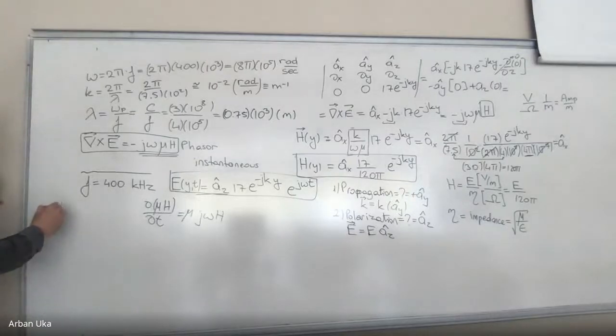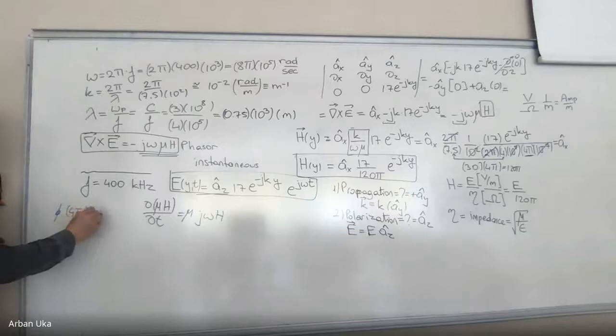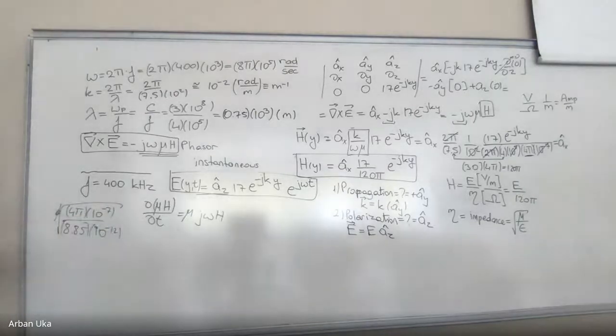So mu is something like 4 pi times 10 to the power minus 7, and permittivity is 8.85 times 10 to the power what? But this is mu over the permittivity, and it looks like this will be 10 to the power minus 12 over 10 to the power minus 7, so this will come higher. So it's a value which is larger than 100, right?